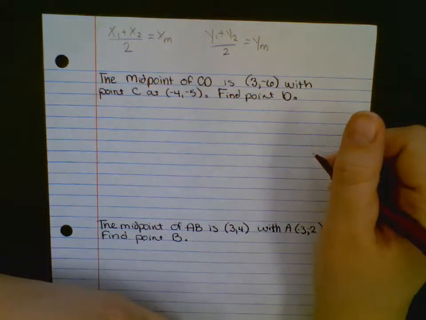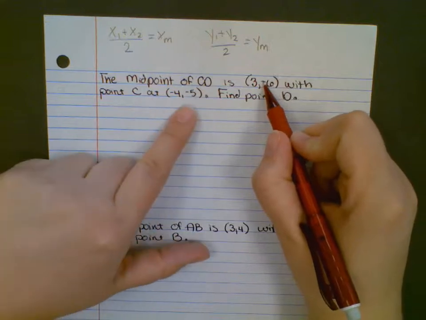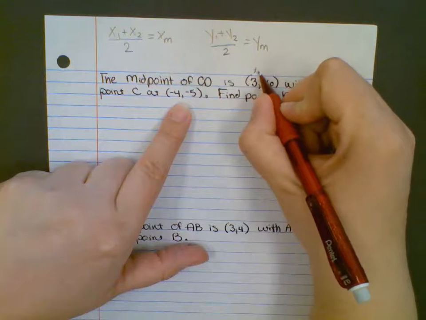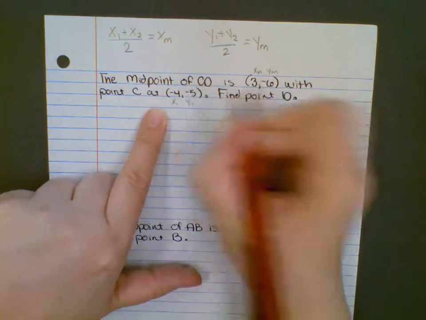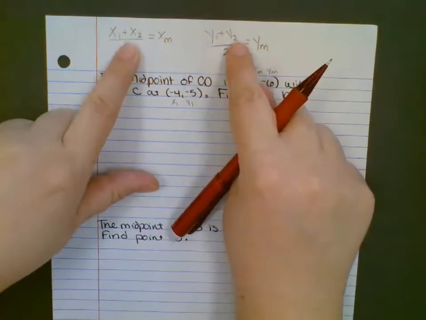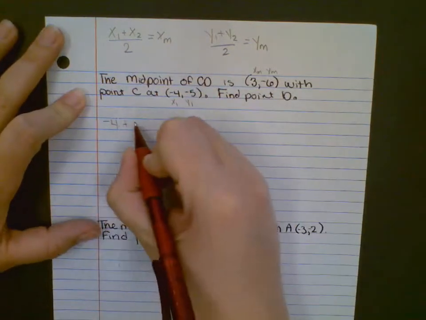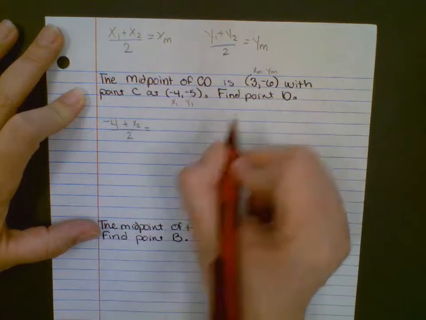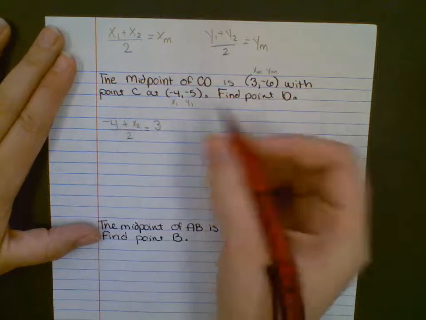find that missing point. Okay, so it says the midpoint of CD is this. So this is our midpoint with point C at negative 4, negative 5, and we want to find point D. So this would be XM, YM, and then we'll call this X1, Y1. If we plug those numbers into each of our formulas and work backwards, we could find X2 and Y2. So let's try that. So our negative 4 plus X2 over 2 equals our X midpoint coordinate, which is 3. So let's solve this one, and then we can write the Y.